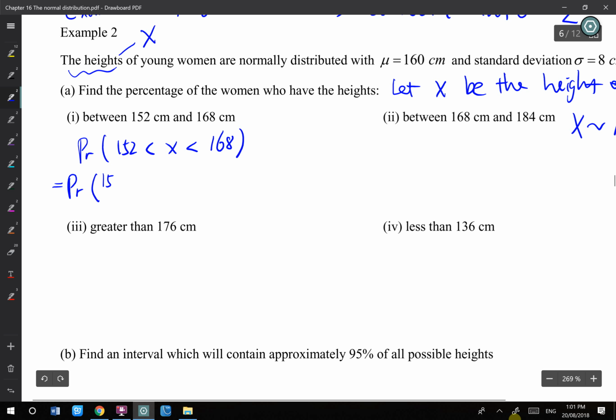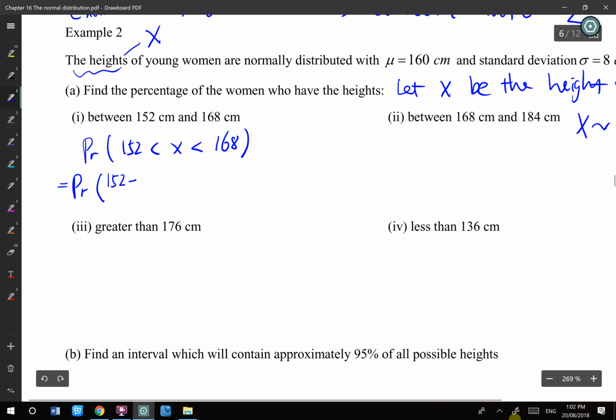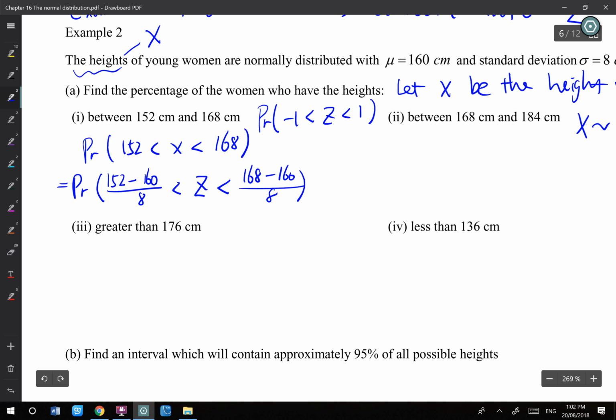So to convert that into Z is 152 minus 160 divided by 8, less than Z less than 168 minus 160 over 8. What I'll have is probability Z in between -1 and 1. Okay, that's the probability in between, exactly 1 standard deviation. So what I will have is 0.68, or you can say 68% in between -1 and 1. So that's why I have that diagram there.